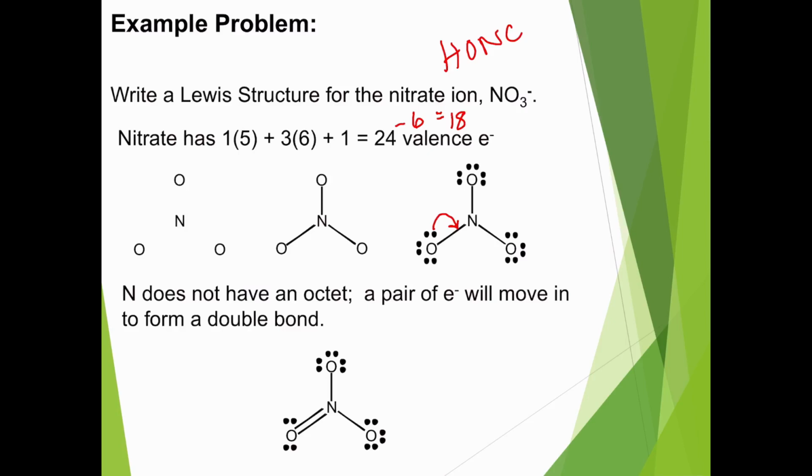Again though, since this is a charged species, we want to put it in brackets and put that negative on the outside. Again, it didn't matter which one of those oxygens I picked to double bond to the central atom, as long as one of them double bonds to the central atom and the other 2 are single bonded. And this is it. That is the end of the beginning of Lewis structures.